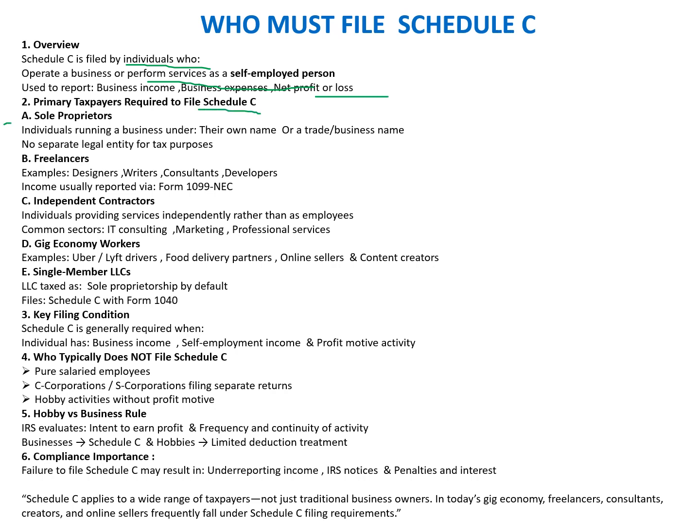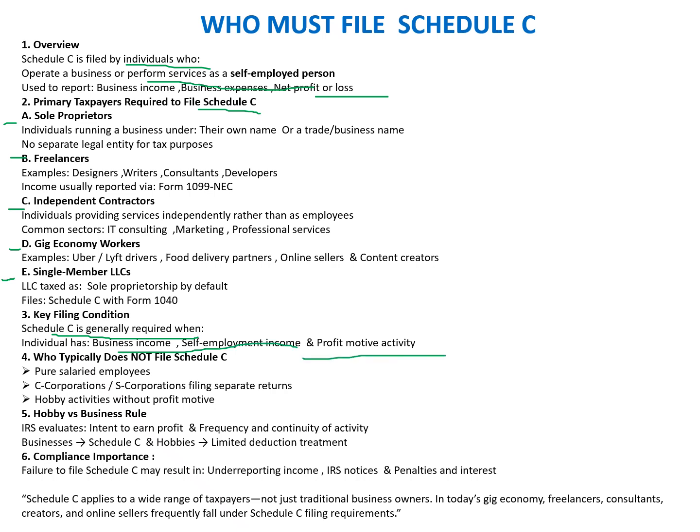So sole proprietors, freelancers, independent contractors, gig workers, and single member LLCs are all required to file the Schedule C. The key filing condition is that Schedule C is generally required when an individual has business income, self-employment income, and profit motive activity.